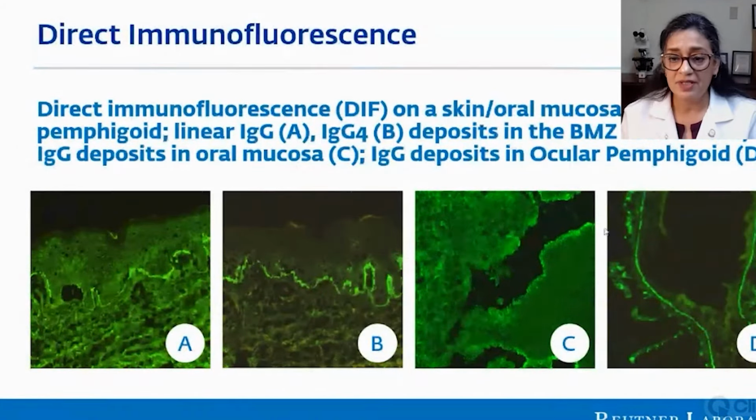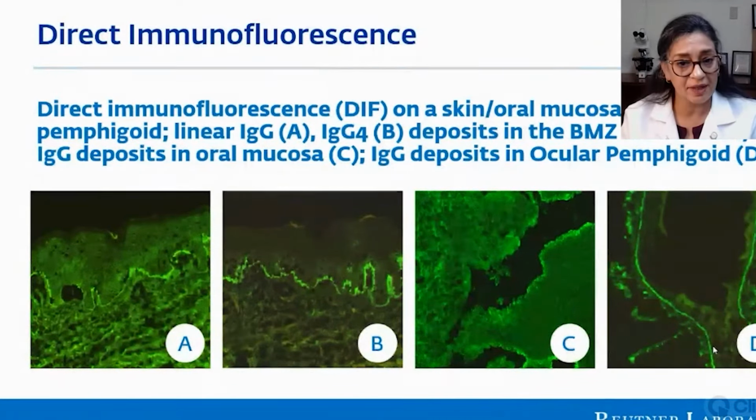And this is an example of mucosa, which is positive for IgG. It's lighting up on the epithelial roof. However, this plane of cleavage may be artifactual, and we do need to do serology studies to rule out whether it is deposits on the roof or the floor. And here's an example of ocular pemphigoid, where we can see IgG deposits in the junctional area.